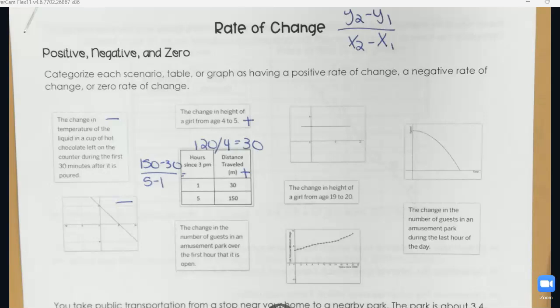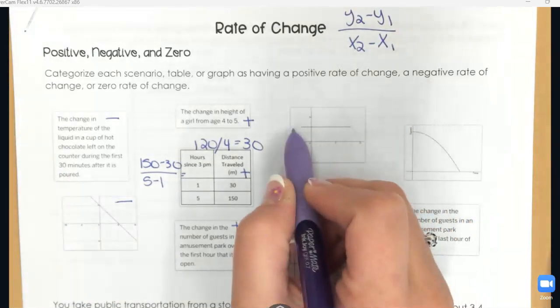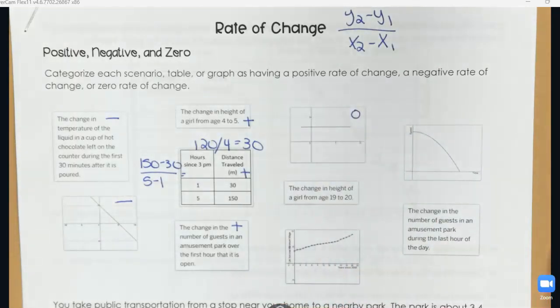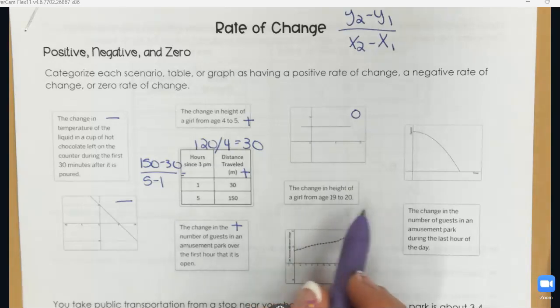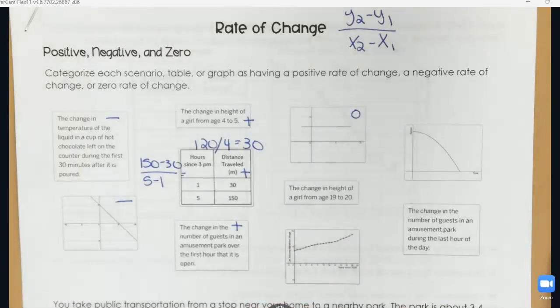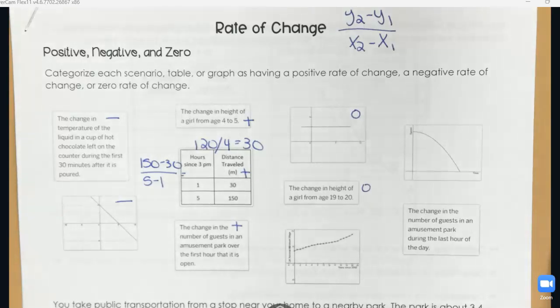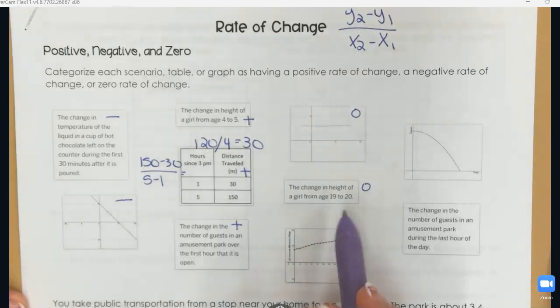The change in the number of guests in an amusement park over the first hour that it opened. Well, again, we would probably interpret that as being a positive rate of change because the longer that the park is open, the more people are going to show up. Looking at this graph here, that horizontal line has a slope of 0, so that would mean that we have 0 change. The change in height of a girl from age 19 to 20, this one you could kind of debate a few ways. Usually by that age, people are done growing, so for the sake of just stating the obvious, we're going to go with that's 0 rate of change. You could possibly argue it's positive, but more than likely not negative.